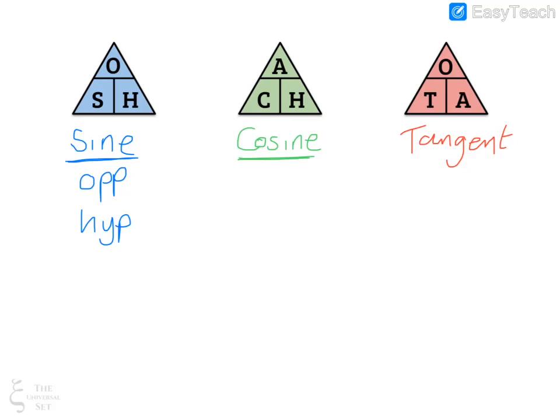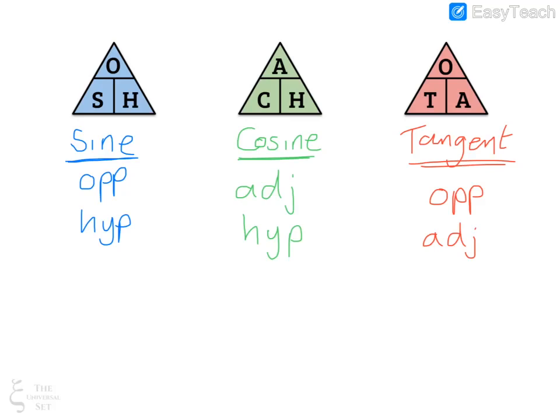If I've got, what have I got here? A and H, so that's adjacent and hypotenuse. So if I've got an adjacent and a hypotenuse, then the function I'm going to use is the cosine function, the cos button on my calculator. And the third one then, if I've got O and A, so that's opposite and adjacent, if those are the two sides involved in my problem, I'm going to be using the tangent function, the tan button on my calculator. So the opposite and the adjacent.